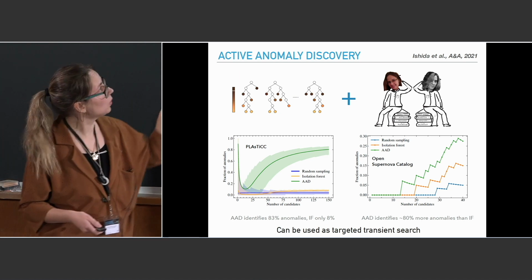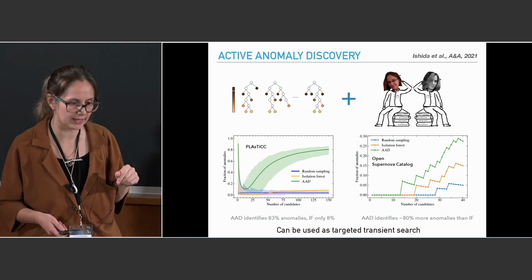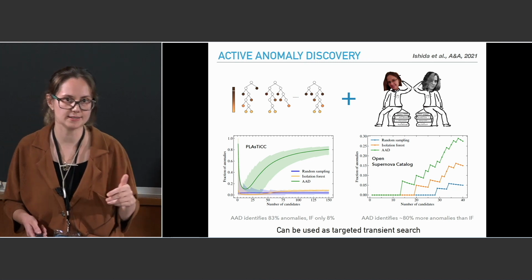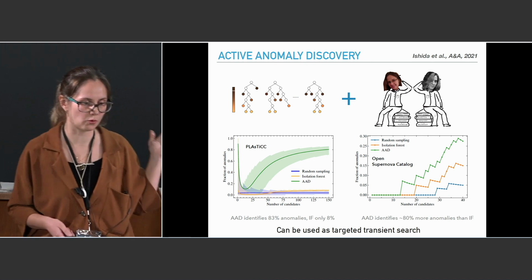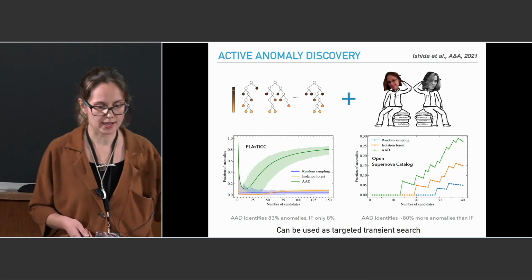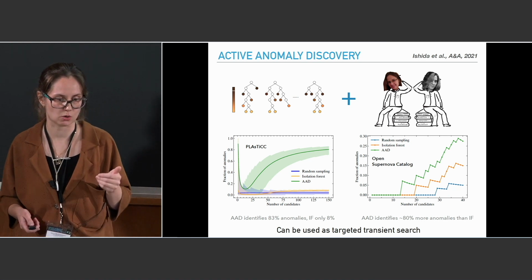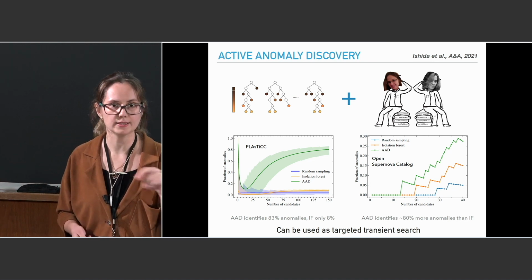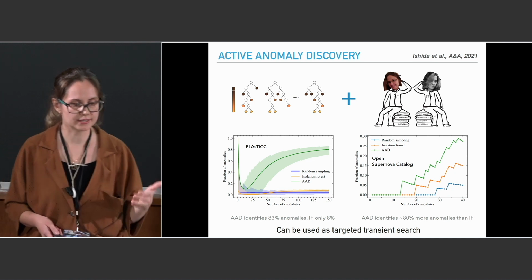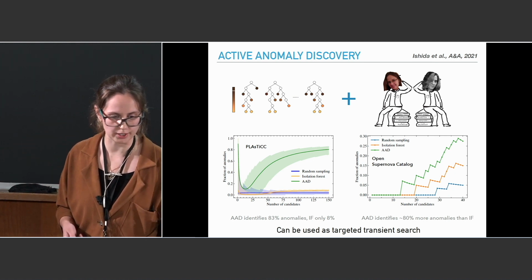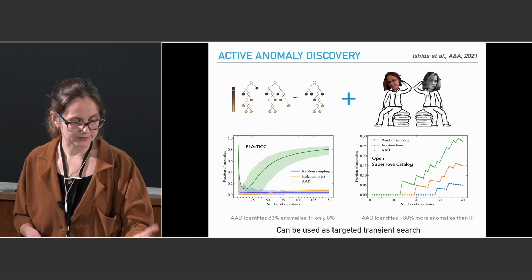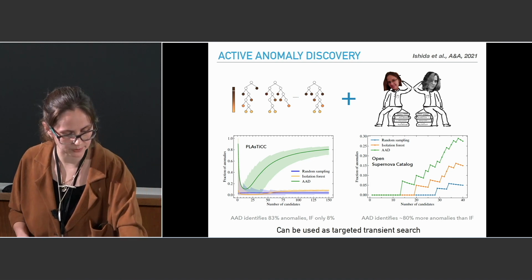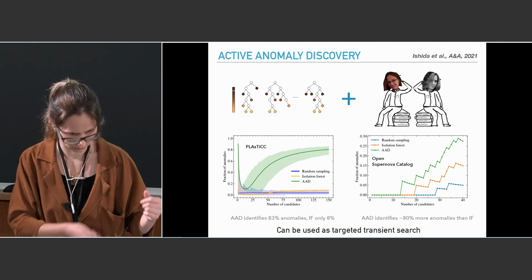Below, on these two plots, you can see the fraction of anomalies depending on the number of candidates scrutinized by the experts for a synthetic data set, PLAsTiCC, and for a real data set, the Open Supernova Catalog. And you can see that the active approach, which is shown here by the green line, is much more efficient than the standard isolation forest, which is orange here, or random sampling. One good thing about this algorithm is also that it can be used as a targeted transient search.